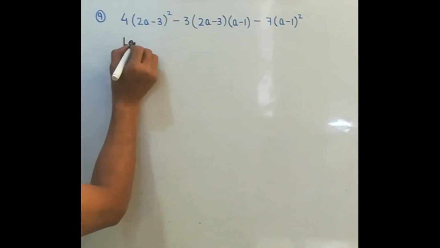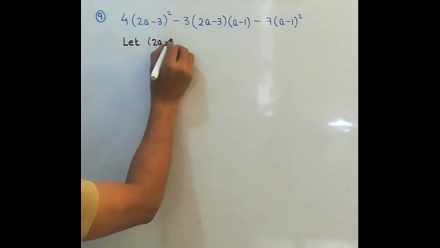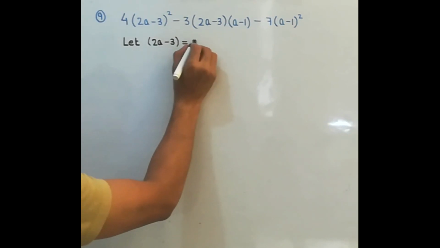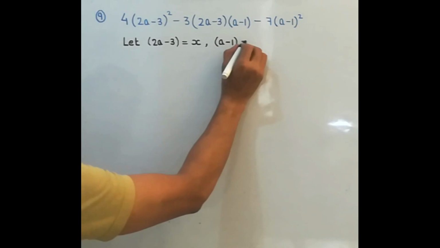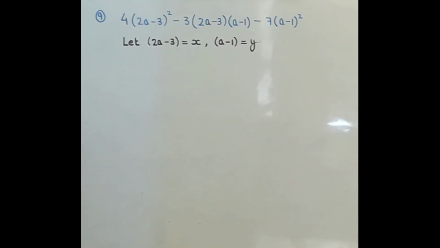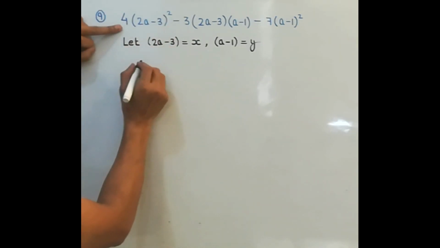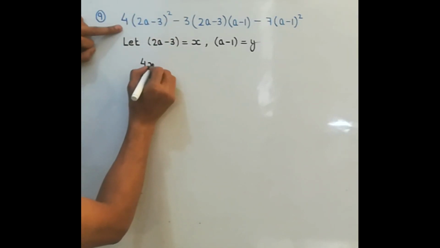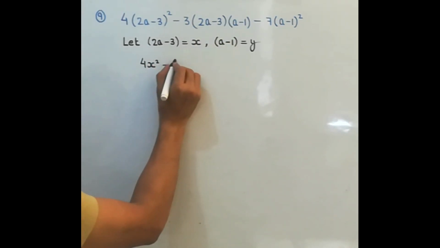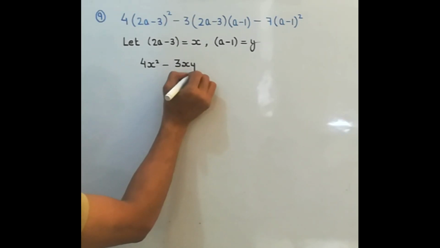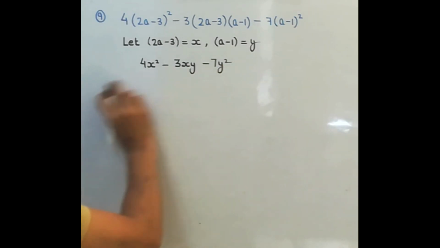So let 2a minus 3 be replaced with x and a minus 1 be replaced with y. Two substitutions. So now see, this becomes 4 and this becomes x square minus this becomes x into y and that becomes minus 7 y square.